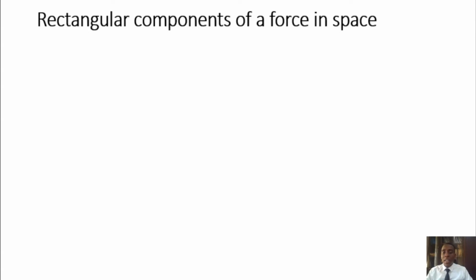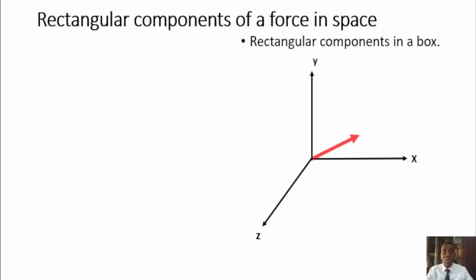In this video, I explain how to look at the relationship between a force in space and its individual components. I have a force F with component Fx along the x, Fy along the y, and Fz along the z. I want to look at the relationship between the force F and its individual components.